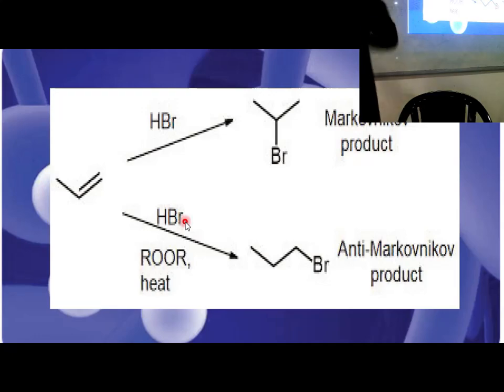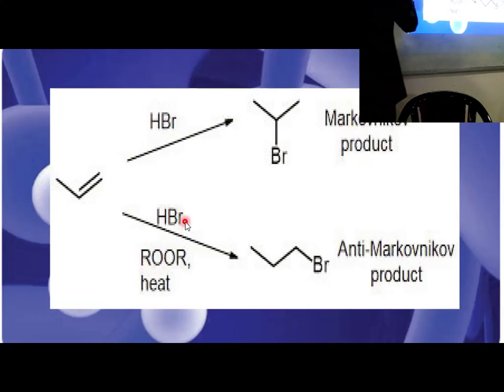So first of all, two molecules of this ROOR produce two RO dot. That is called initiation. Now HBr plus RO dot produces ROH plus Br dot. Now this Br dot, you have an alkene like this plus Br dot, producing this. By the way, Br should be added here because in that case the radical will be generated here.